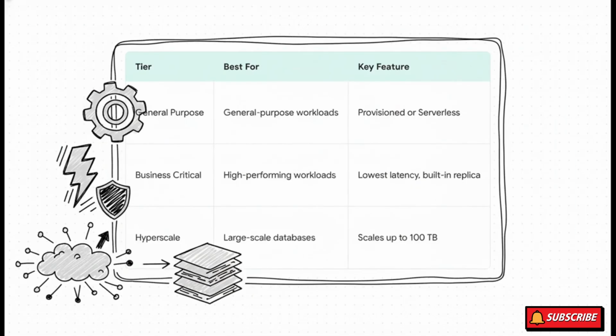And once you're in that vCore world, you've got to pick a service tier. General purpose is your workhorse, great for most balanced workloads. Business critical is the top-of-the-line option for your most demanding applications that need incredibly low latency and the highest possible uptime.